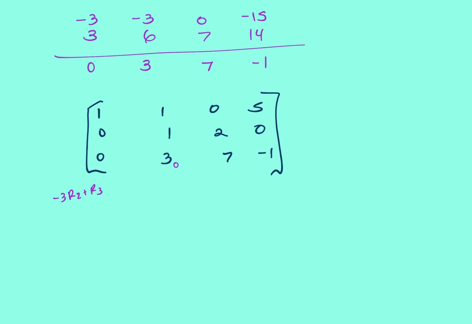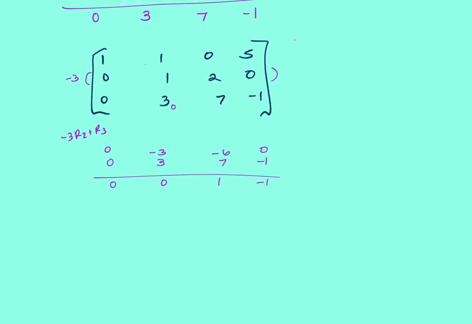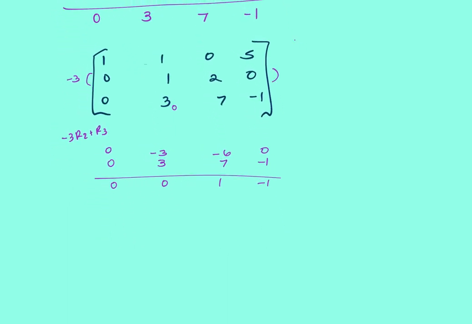All right, so I'm going to do negative 3 times row 2. So 0, negative 3, negative 6, 0, plus 0, 3, 7, negative 1. And I get 0, 0, 1, negative 1. Rewrite your matrix. I can replace row 2 or row 3 with that, but I wanted to do row 3. So I'm doing 1, 1, 0, 5, 0, 1, 2, 0, 0, 0, 1, negative 1.